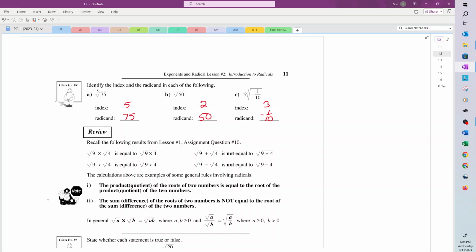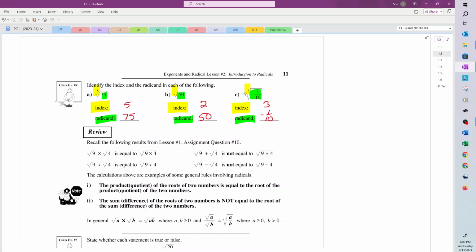Okay, so the index is always that little number up here. Here there isn't one, but we assume it to be 2. And here it's the 3, okay? And the radicand is what is underneath the radical sign, inside the sign.